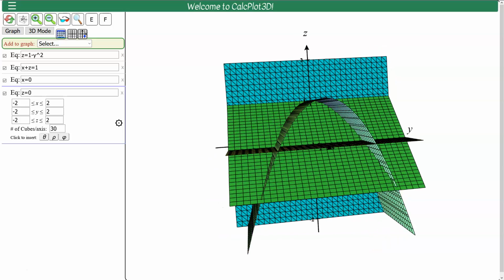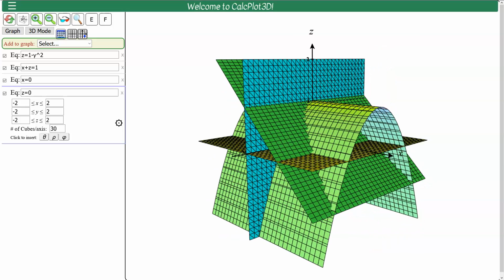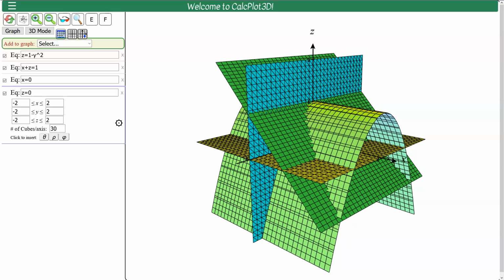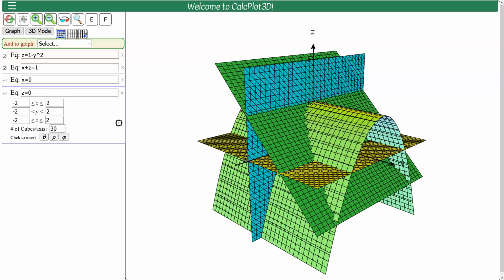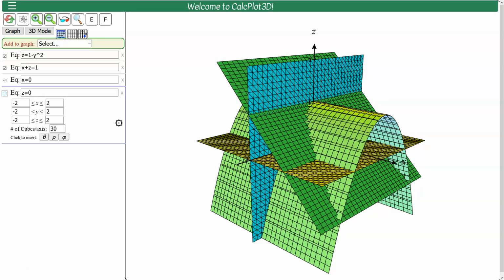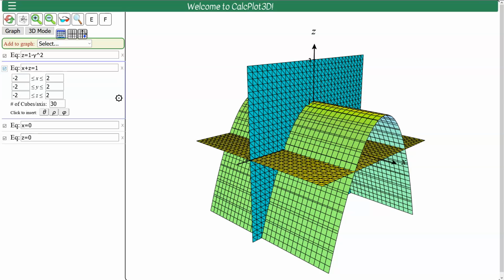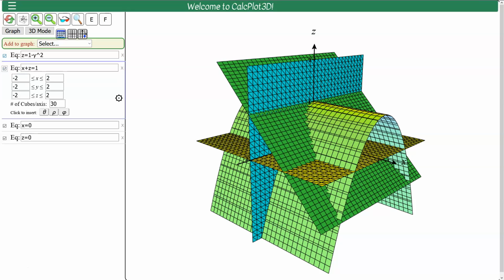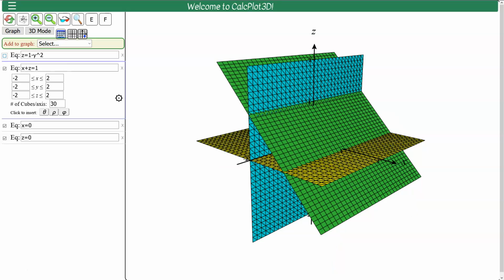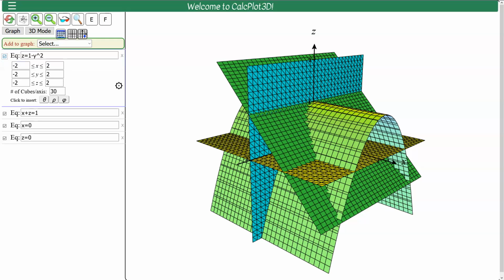So the three planes are: there's the xy plane, which is just z equals 0. That is this one. There's the yz plane, which is x equals 0. That's the blue vertical one. So we have one horizontal plane and one vertical plane. Then we have x plus z equals 1. That's a plane that's slanted. That's that one. And then we've got this parabolic cylinder, z equals 1 minus y squared. So there's all four of them.